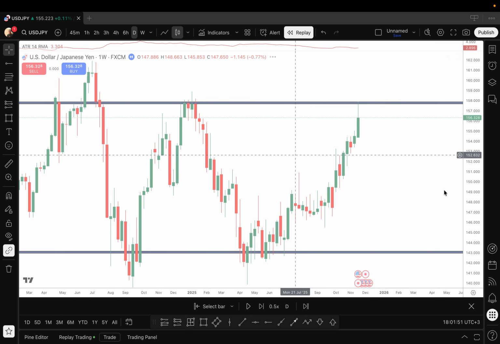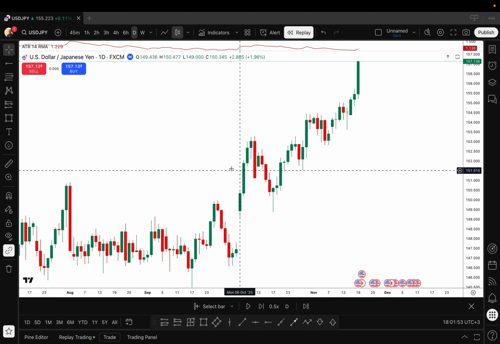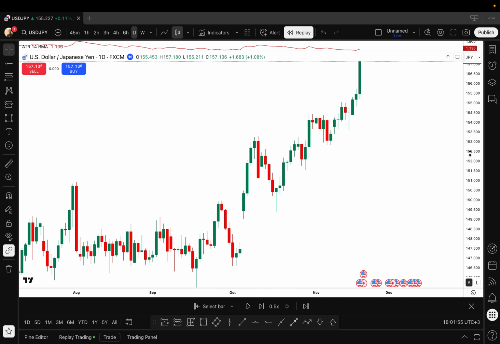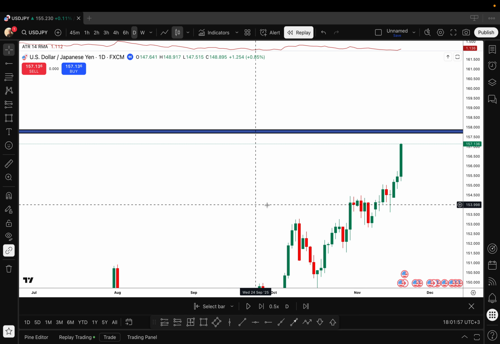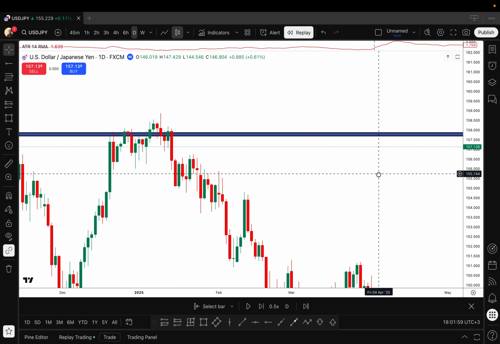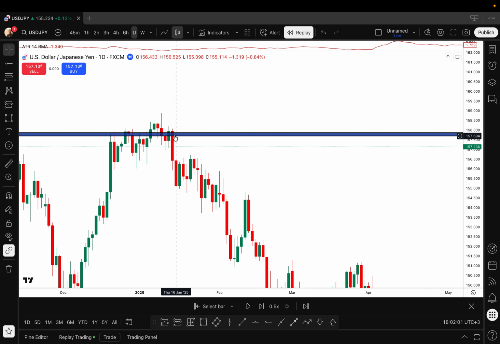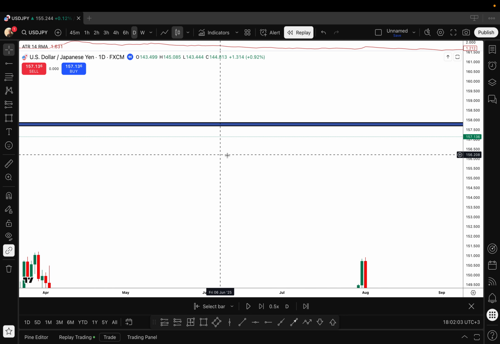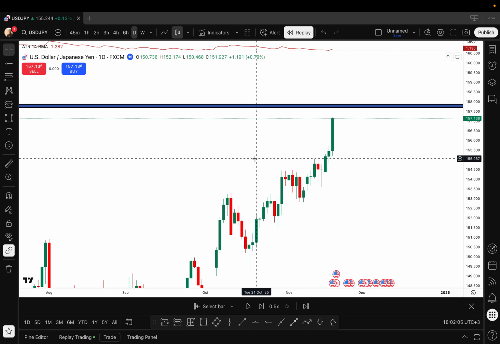Now I'm going to come to the daily. On the weekly I haven't done anything much, so I'm going to come to the daily. So when I come to the daily, I see that price is currently at that resistance. This is where price fell massively to the downside. So price is currently there.